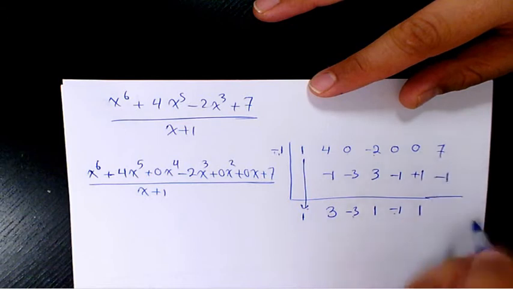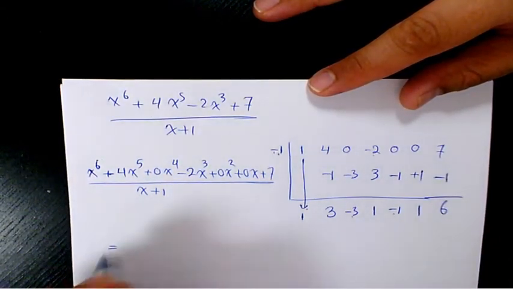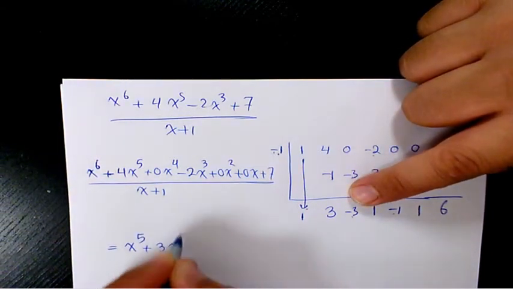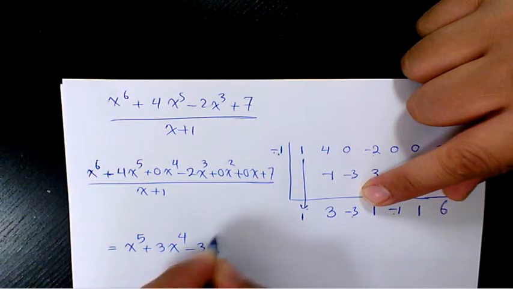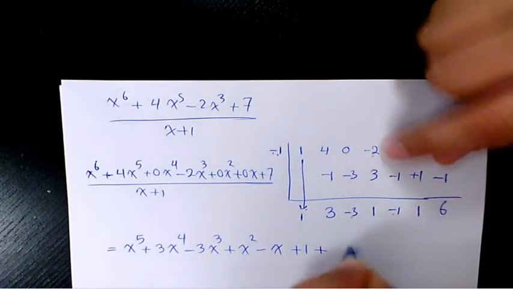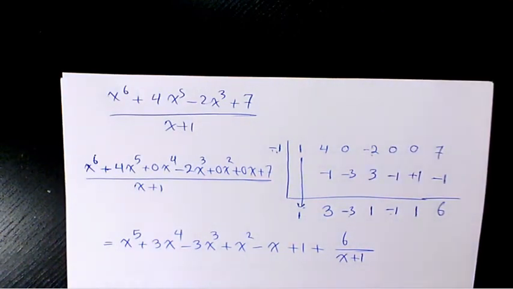So when you add them, it's going to be 6. So the remainder is 6. So the answer is going to be x to the power of 5 plus 3x to the power of 4 minus 3x to the power of 3 plus x squared minus x plus 1 plus 6 divided by x plus 1. That's how we do it.